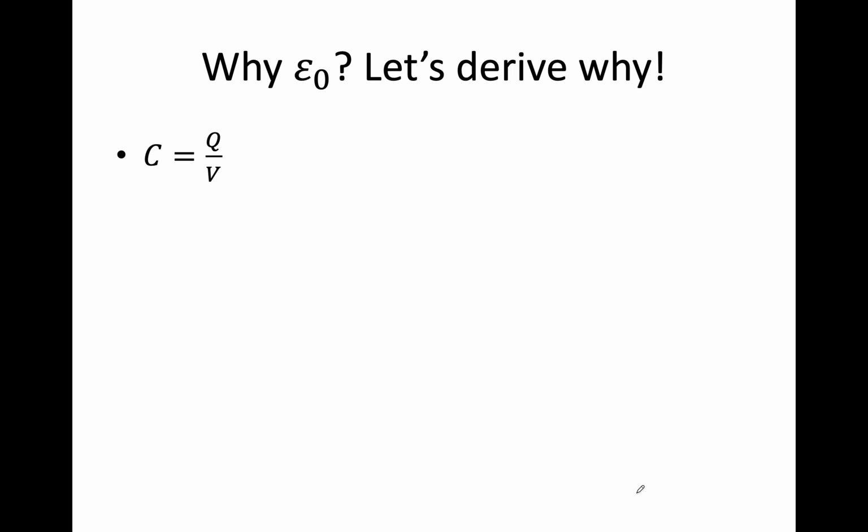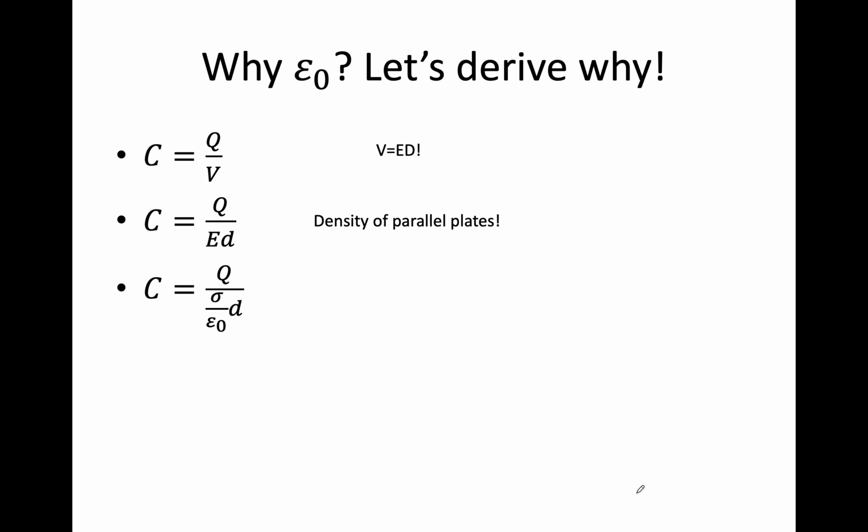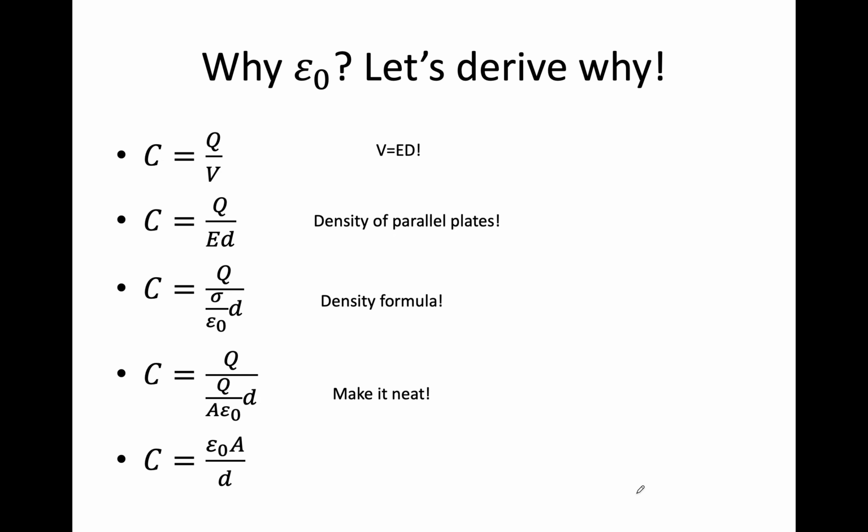We can start with the formula C is Q over V, and instead of writing V, we can write E D. So we have Q over E D. And if you remember the density formula, we can put the density instead of the electric field. We can write density over epsilon naught. And then we can put this into here. Density formula, Q over A. We still have the epsilon naught. And we can simplify it a little. We can get rid of some of the Q's because Q over Q cancels. Can bring the A up to the top. It gives you epsilon naught A over D.